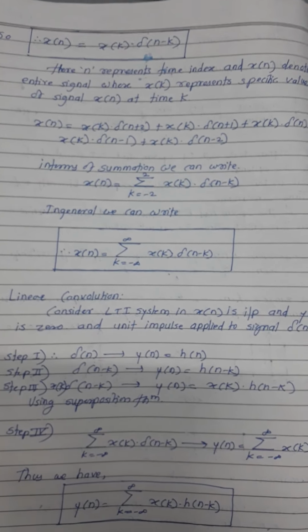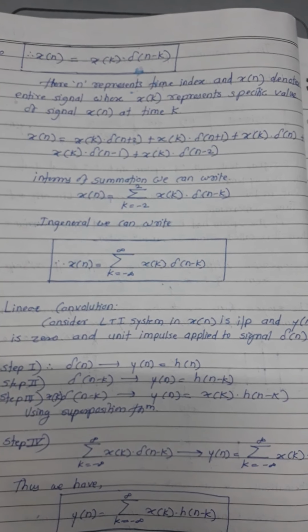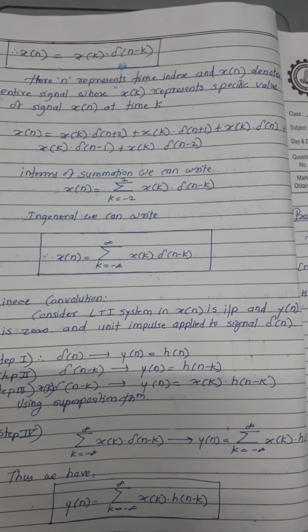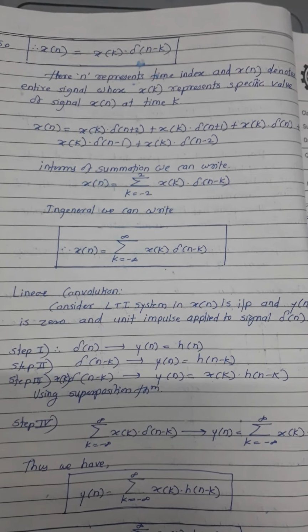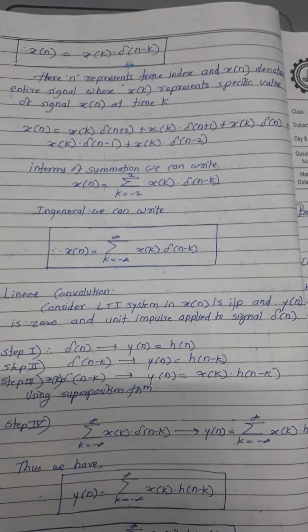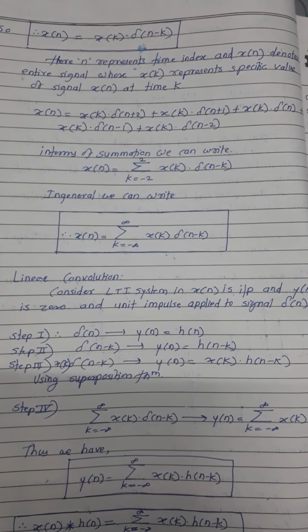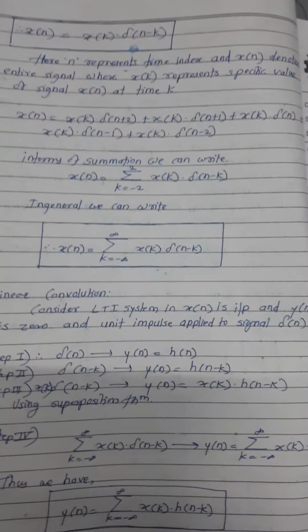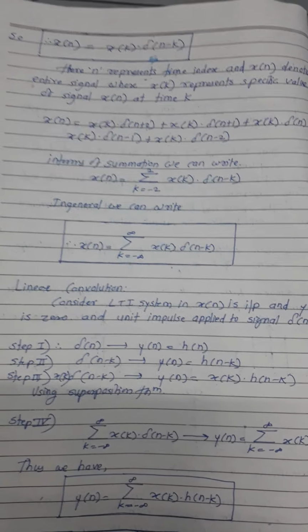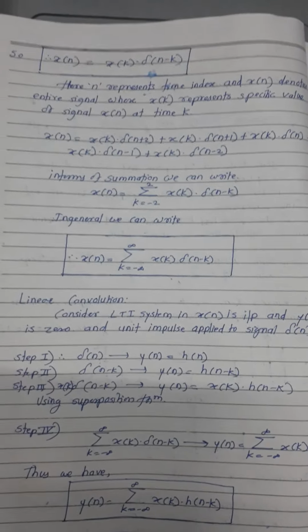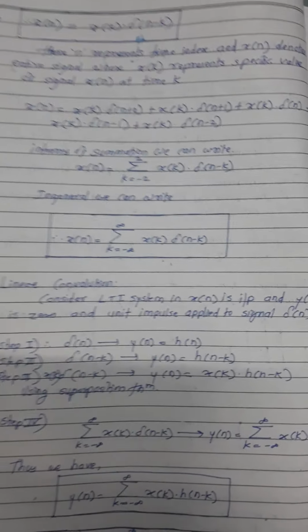In this way, in total we can represent this with the summation expression: x of n is equal to summation k is equal to minus 2 to 2 x of k into del of n minus k. So in general, we can write x of n is equal to summation k is equal to minus infinity to infinity x of k into del of n minus k. So this is the total summation equation of decomposition of a signal. This is the generalized format I have given here.